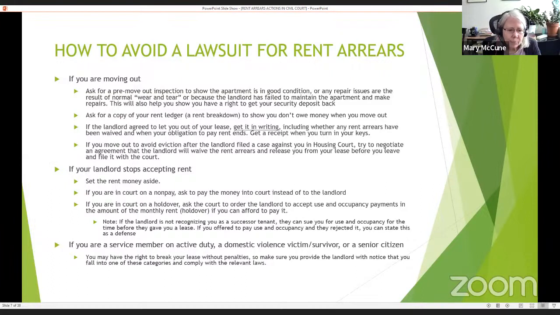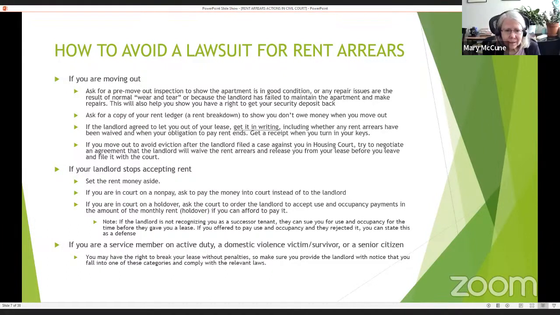If the landlord is not recognizing you as a successor tenant, they can sue you for use and occupancy for the time before they gave you a lease. It used to be, back in the day when I was doing housing law, landlords didn't do that. If they wouldn't take your rent and they dragged out a holdover for a year or more, claiming you didn't have a right to the apartment, and then they lost at trial, there were court cases that said they couldn't sue the successor tenant for rent arrears because there had been no lease in effect.